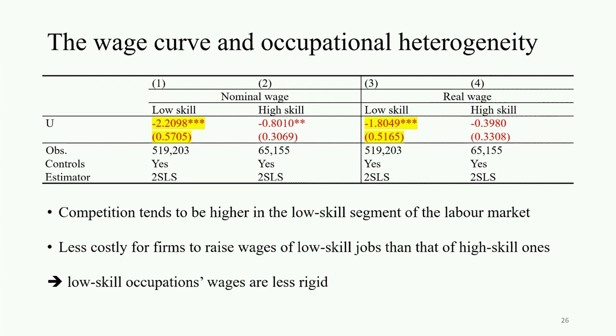One of the reasons is that competition tends to be higher in the low-skill segment of the labor market. Obviously, the high-skill workers can compete with the low-skill workers for the low-skill jobs if necessary, but not the opposite. So in the case of a Thai labor market, it could be less costly for firms to raise wages of the low-skill jobs compared to raising the wages of the high-skill ones. And as a result, the low-skill occupations wages are less rigid.